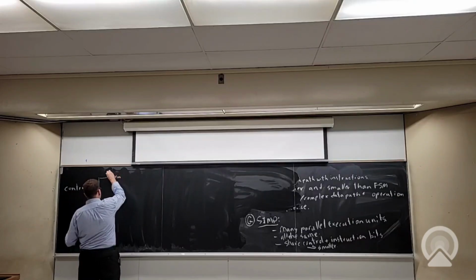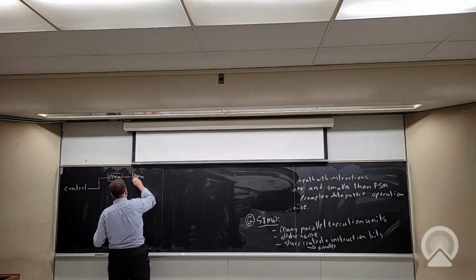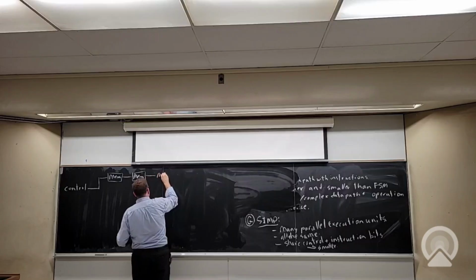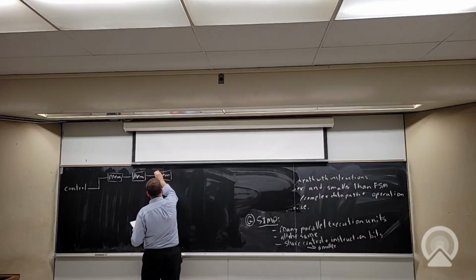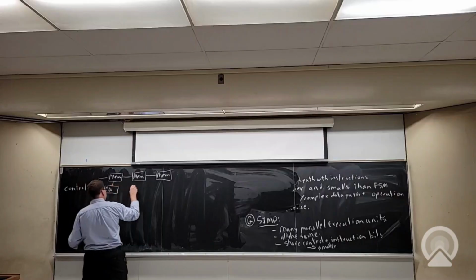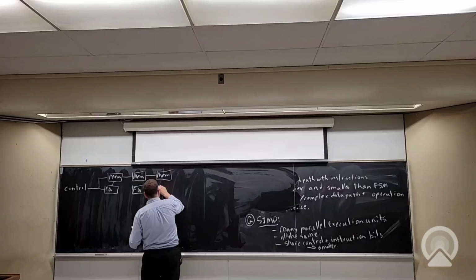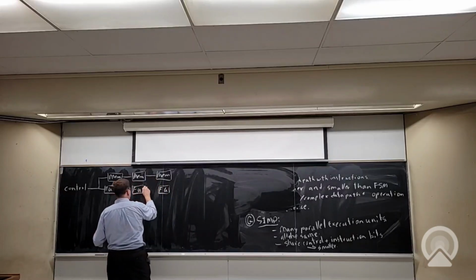units. So maybe a memory block here, and the same control goes to this memory block, and the same control goes to this memory block. And each of them maybe is feeding into a functional unit. Okay, so each of those functional units is doing the same thing too. So I just broadcast this control.